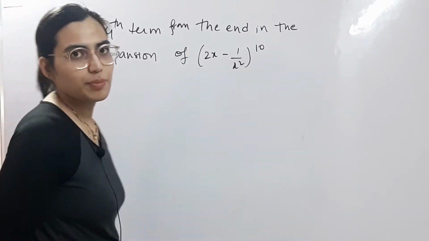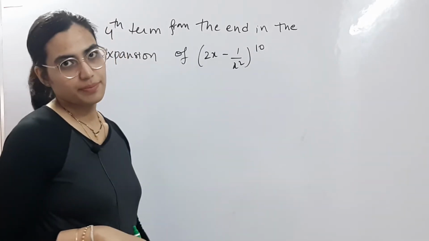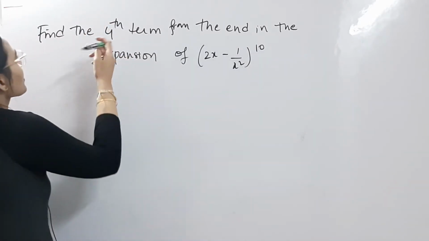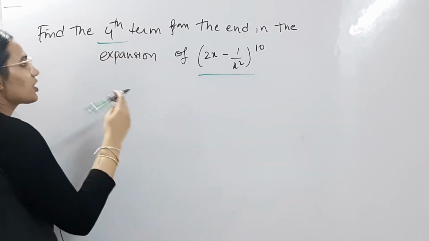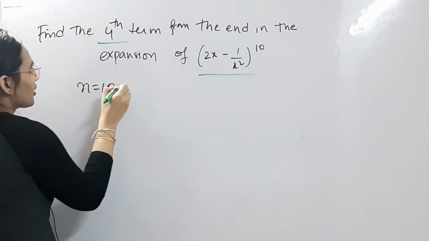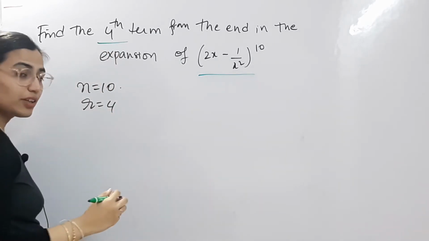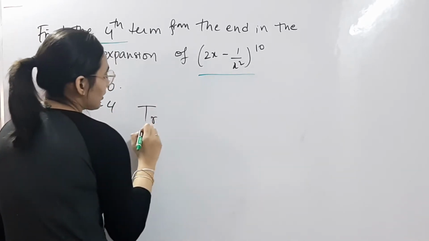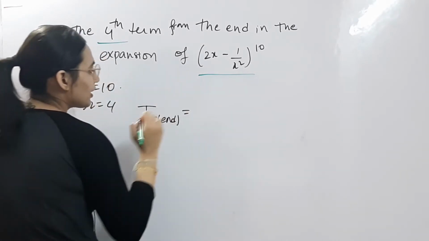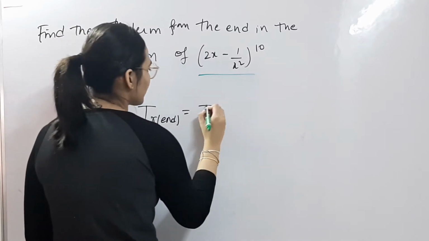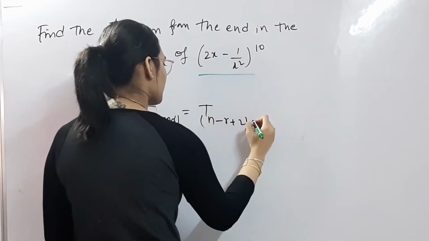Okay, so this is the problem and we'll use the concept that was just taught to solve this problem. Here he is asking us to find the fourth term from the end in this expansion. And what is the value of n here? n is 10. And what is r here? It is 4. We know for a fact that the term from the end, that is T_r from the end, is equal to the (n minus r plus 2)th term from the beginning.